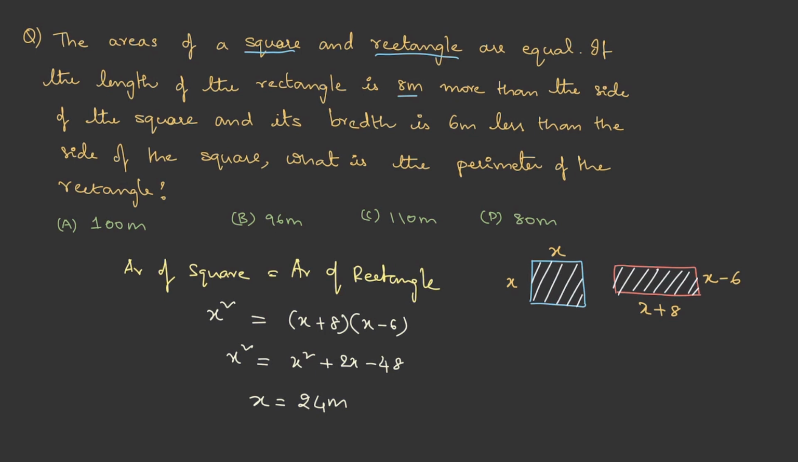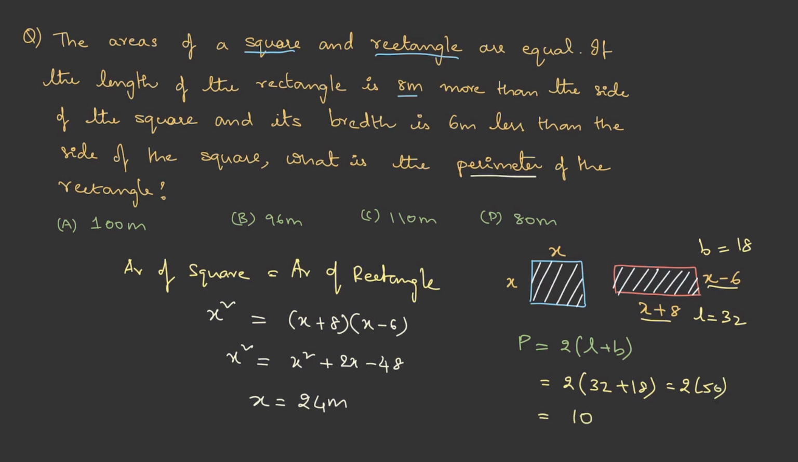But that's not the answer. They're asking us to calculate the perimeter. Perimeter is 2 times (L plus B). So we should know the length and the breadth. Length we can calculate from this, x plus 8, so 24 plus 8, so length will be 32. Then breadth is x minus 6, so 24 minus 6, that is 18. So these values we can substitute. This is 2 times (32 plus 18), that is 2 times 50, that is 100 meters. Therefore, option A. So that was the concept of squares and rectangles.